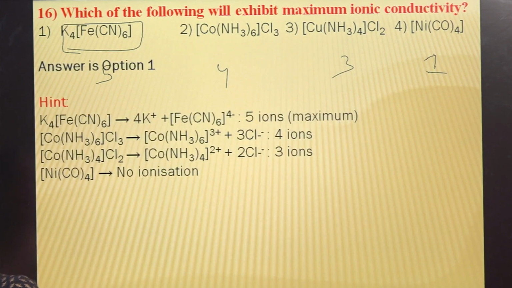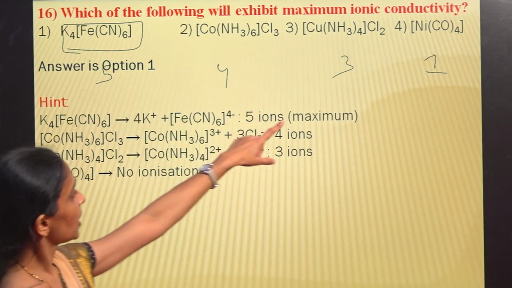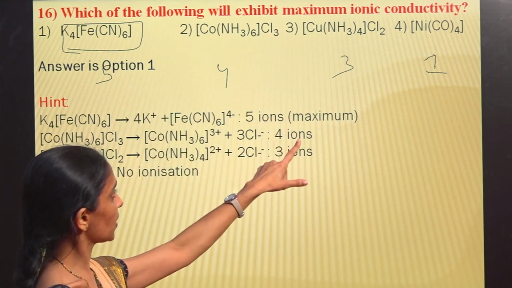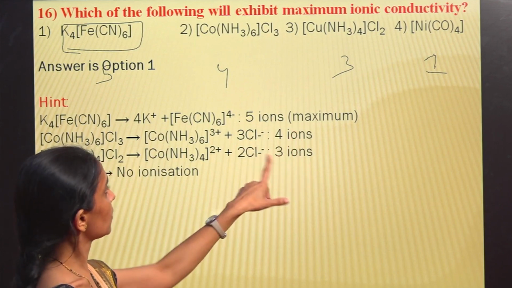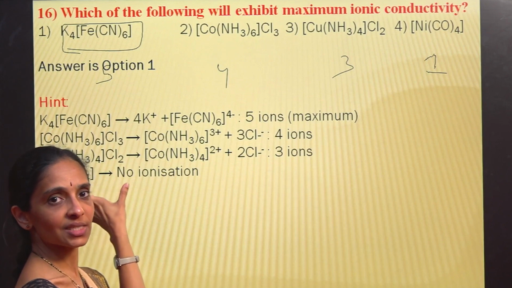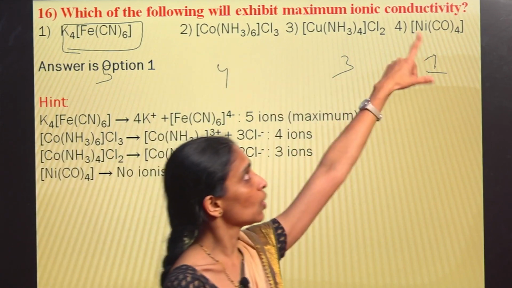Let's check it with the answer key. Answer is option 1. And here are the hints. For the first complex 5 ions, for the second 4, for the third 3, and this particular entity remains as such. It doesn't ionize further. It doesn't ionize, it remains whole.